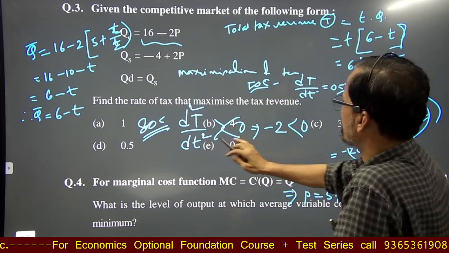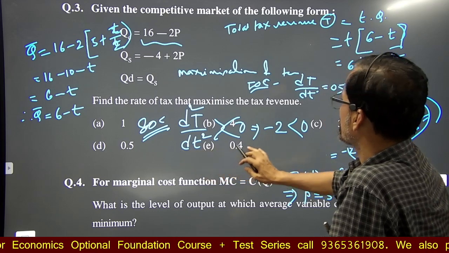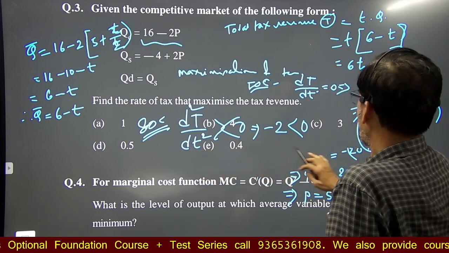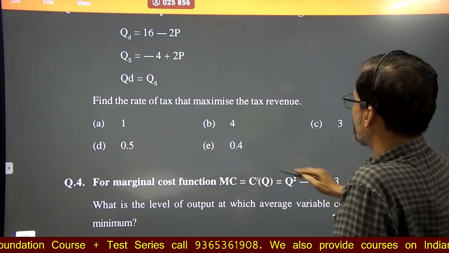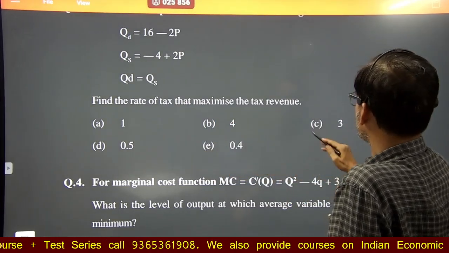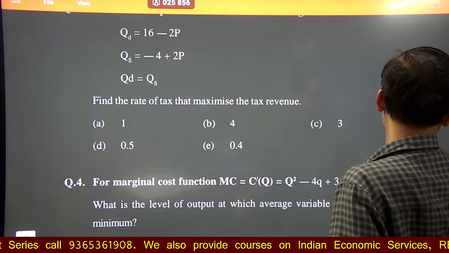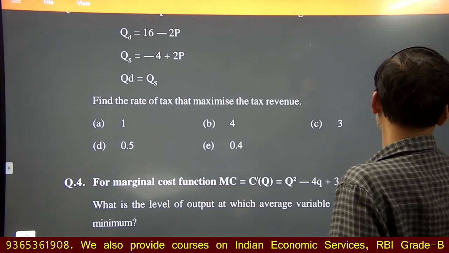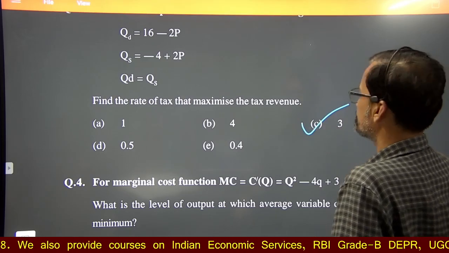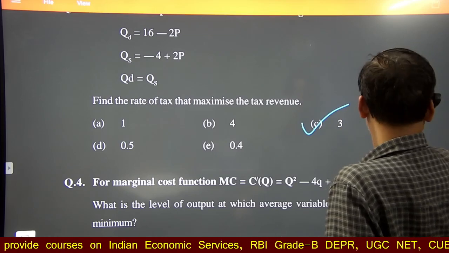T is equal to 3. Where is 3? Is there 3? Yes, the correct answer is C. This is one question.